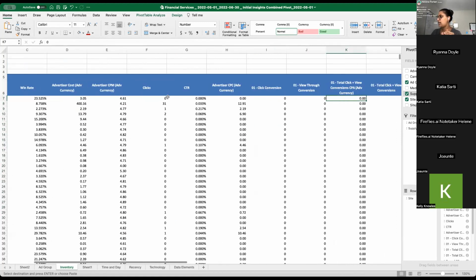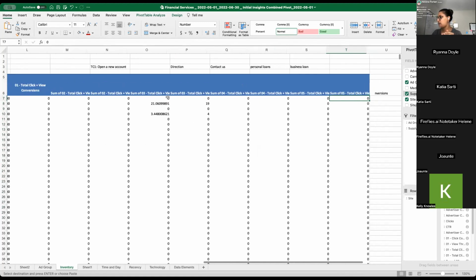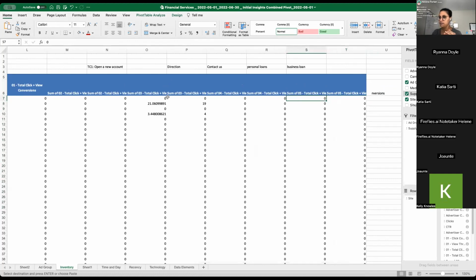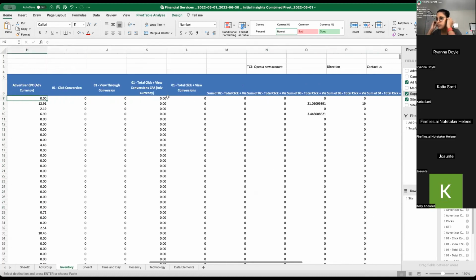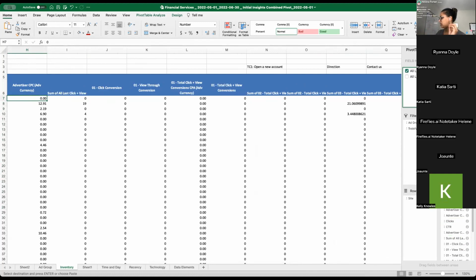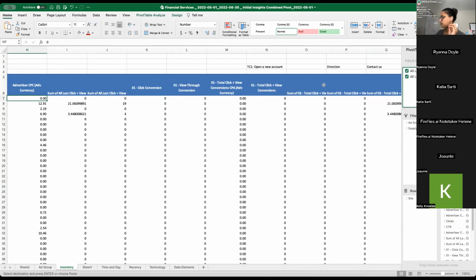Since my KPI is a CPA, let me see if I added it. No, I didn't. Okay, I'm going to add it real quick. The first thing I want to do is add it. So I'm going to drag it fairly early next to advertiser cost. Boom. And I'm going to do the same thing for the CPA. Boom. So now it's over here. Boom. Okay. Hold on.